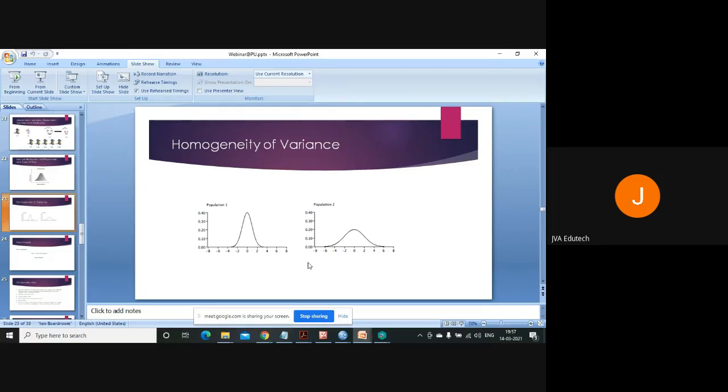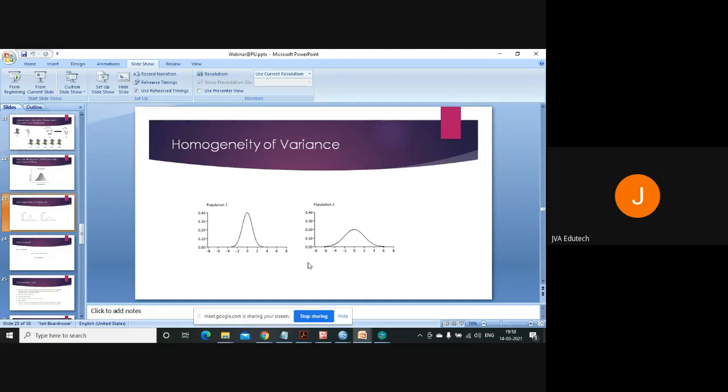So let's say we have drawn samples from the population, one population of males and another of females, and we want to check whether there is homogeneity or not. You can see that population 1 is much higher and narrower, the range is very small, whereas population 2 is lower and wider. These two populations are spread out differently. Both are normally distributed, but they are spread differently.